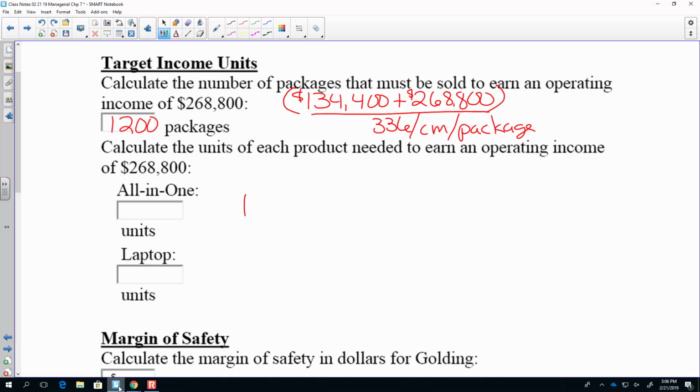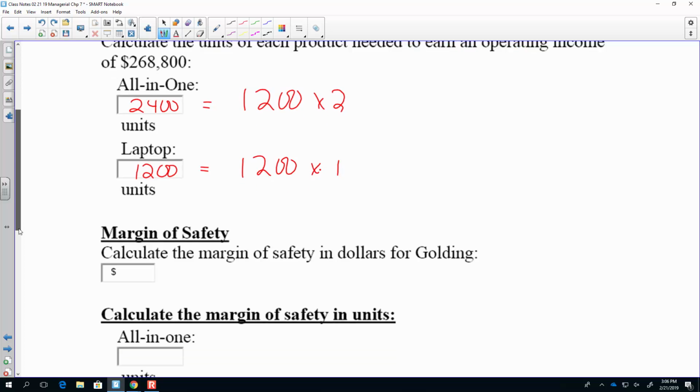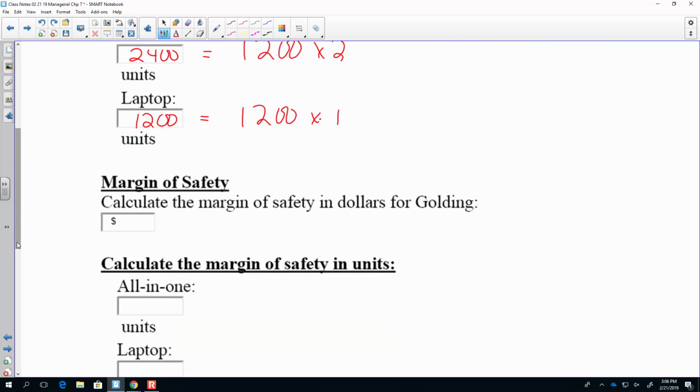And then we're simply going to take the 1,200 packages times the mix, 2 to 1. And this should earn us a profit of 268,800. Calculate the margin of safety in dollars for Golden. So now, kind of hard. They're switching back.